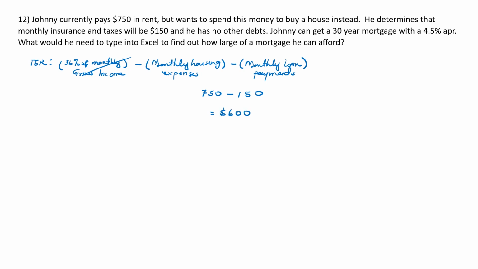$600. To determine how large of a mortgage Johnny can afford, we use the PV function. And so we take the rate divided by 12, 12 times 30, which is the duration, and then minus 600. When you enter this into Excel, it will tell you how much of a mortgage you can afford.